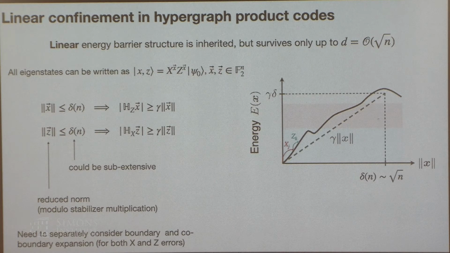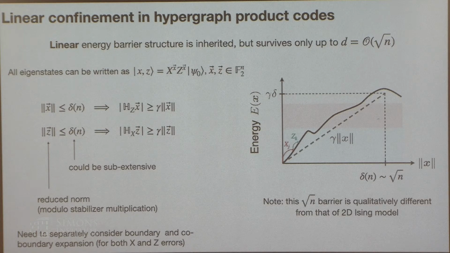With hypergraph product codes, like in the toric code, the code distance that you get is actually only root n. The barriers that you get likewise only extend to some delta n, which for hypergraph product is root n. So it is a linear barrier, but it doesn't extend all the way to an extensive number of Hamming bit flips. This root n barrier is qualitatively different from that of the 2D Ising model, because in the 2D Ising model you have an actual square root barrier extending out to extensive Hamming distance, whereas here you have a linear barrier out to distance root n.